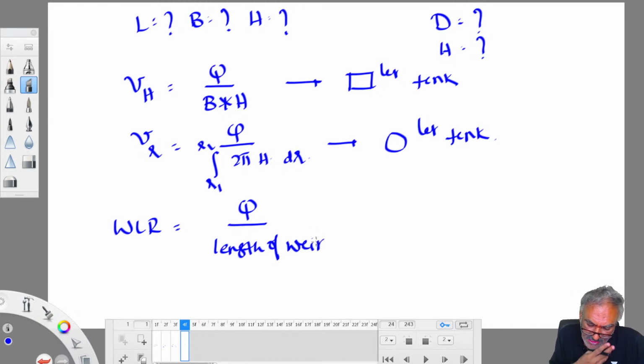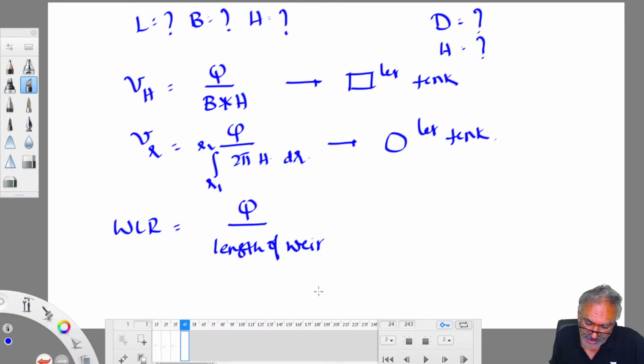Discharge divided by length of weir is known as weir loading rate. Weir is provided on the outer periphery in case of circular tanks, the complete outer periphery. In case of a rectangular tank, the width of the tank is the length of the weir. So whatever length is given, we use that. Otherwise, weir loading rate is in general Q by length of weir.